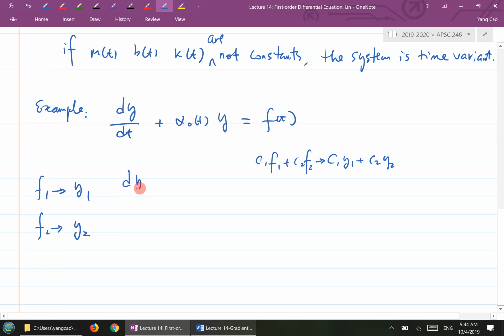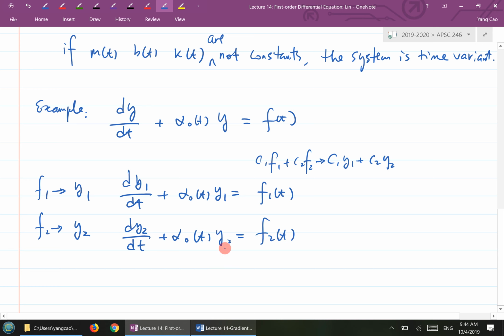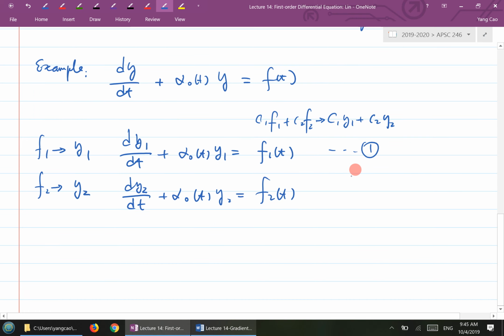Basically it means you have dy1 over dt plus alpha naught y1 equal to F1. So when your input is F1, you have output Y1. When your input is F2, your output is Y2. Now in this case, we don't have a solution yet, but you do know that input F1 produces Y1 and input F2 produces Y2. So let's call this equation 1, and this equation number 2.